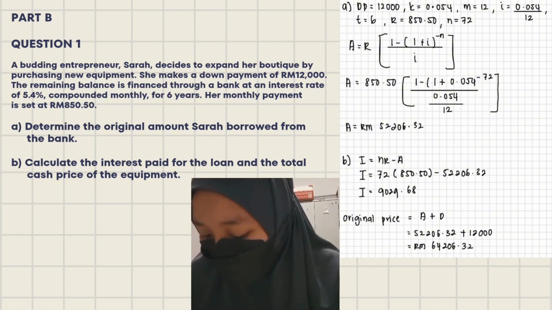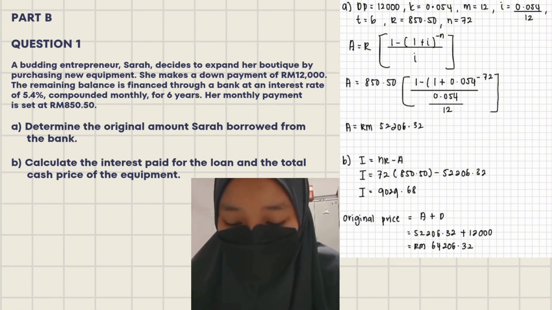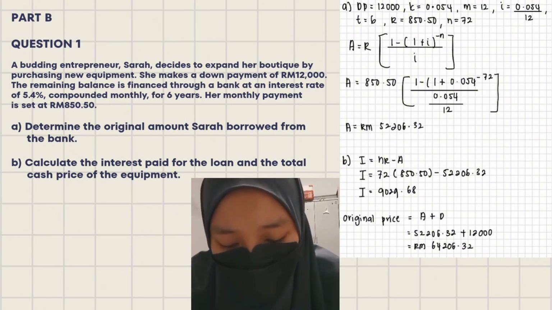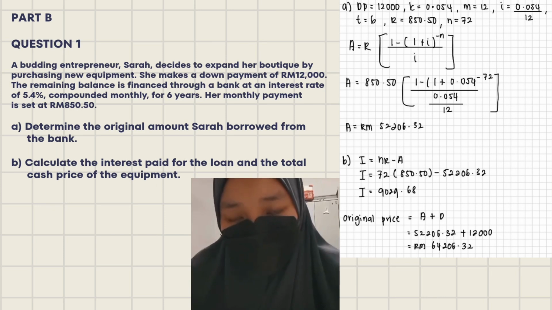So A, determine the original amount Sarah borrowed from the bank. For question A, we use the formula A equals R open bracket 1 minus open bracket 1 plus I close bracket to the power of negative N, divided by I, and then close the bracket. So we just substitute the information from the questions into the formula.